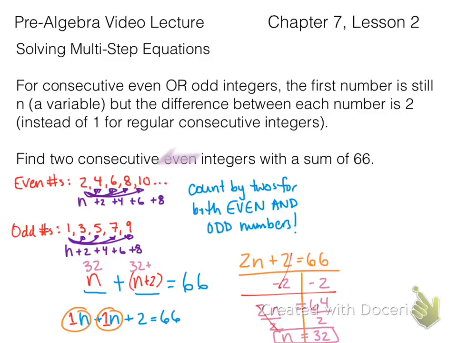So if n equals 32, that's the first number. The second number is 32 plus 2. Well, 32 plus 2 is 34, because it's the next even number. 32 plus 34 is 66, and we're all done.